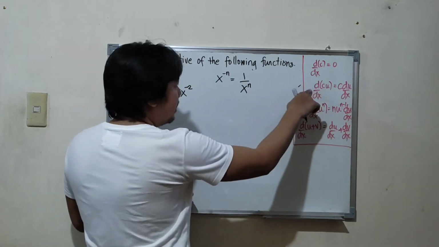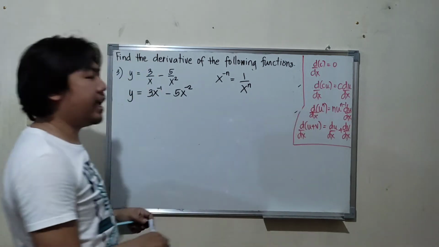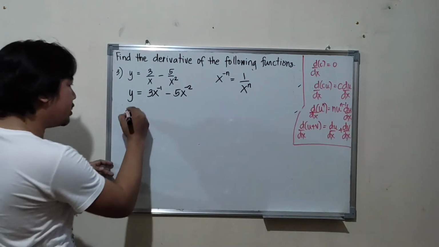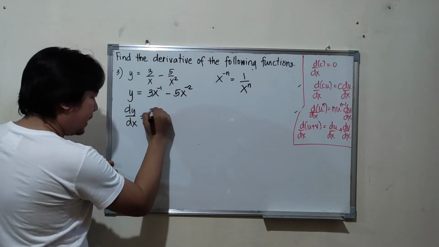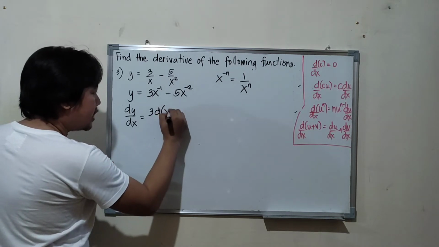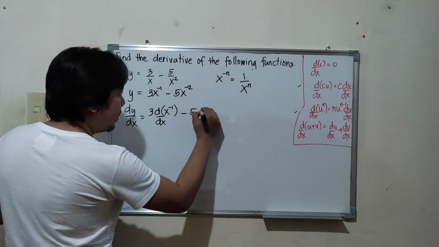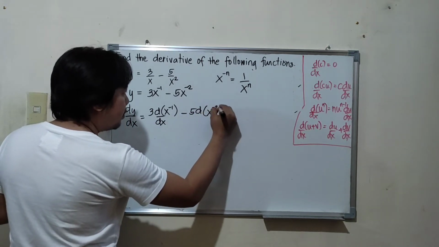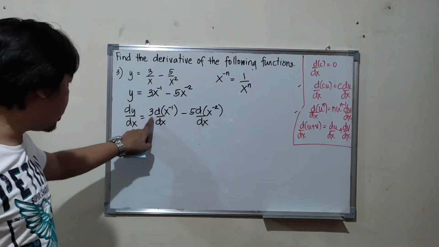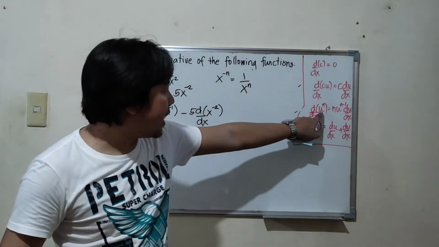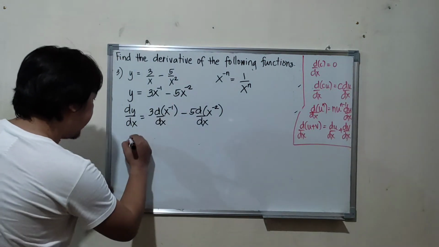So the derivative of a constant times this. So it's a combination of these two, so we just apply those two formulas. Therefore, we have the derivative of y with respect to x is equal to 3 times the derivative of x raised to negative 1 with respect to x, minus 5 times the derivative of x raised to negative 2 with respect to x. So we bring the constant out, and we apply this formula: n times u to the n minus 1.